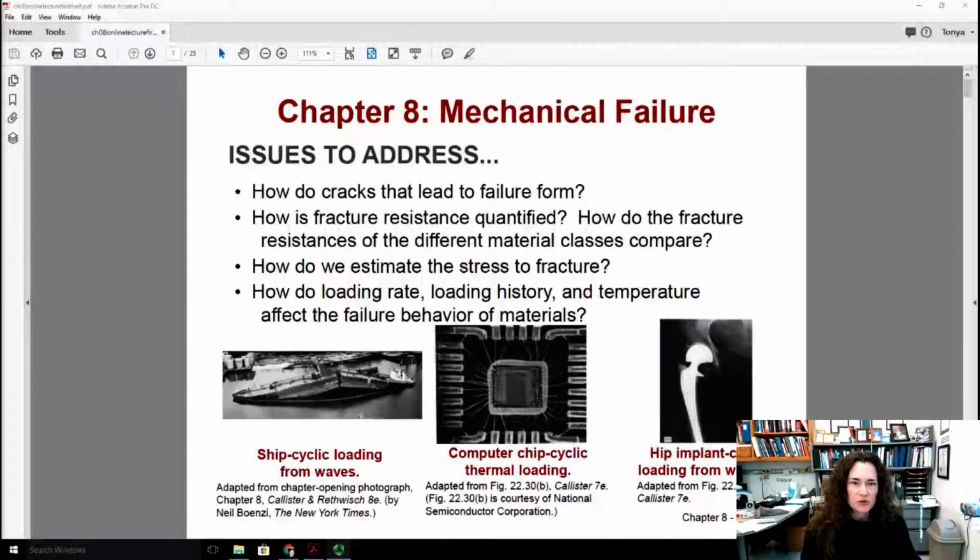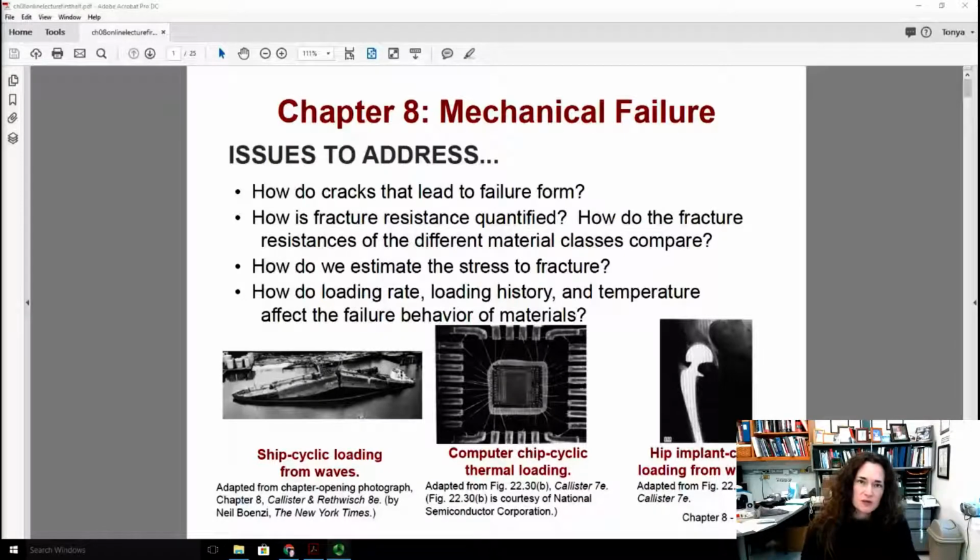So the issues that we're going to address in this chapter are how do the cracks that lead to the failure form? How is fracture resistance quantified? What kind of calculations can we do? How do the fracture resistances of different material classes compare? How do we estimate the stress to fracture? And how do the loading rate, loading history, and temperature affect the failure of materials?